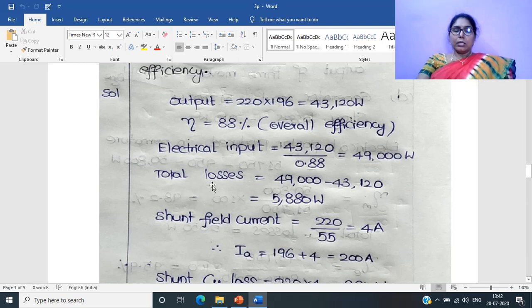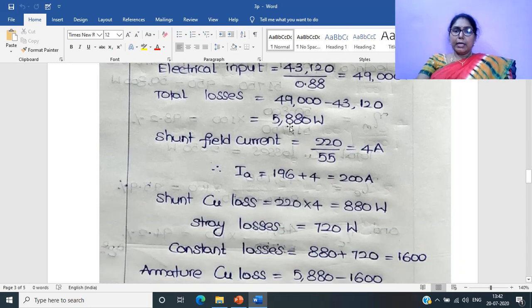Now the total losses I am going to calculate. Input is known to you, output is known to you, so we can calculate the total losses. The total losses are total input minus total output, which will be 5,880 watts. Now the shunt field current is the terminal voltage divided by the shunt field resistance, which is already mentioned in the problem. So 220 by 55 will give you 4 amperes. Now I would like to calculate the armature current. The armature current is the summation of load current plus the shunt field current. So 196 plus 4 will give you 200 amperes.